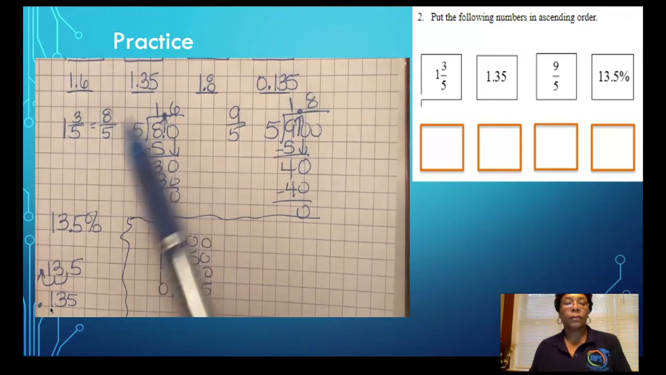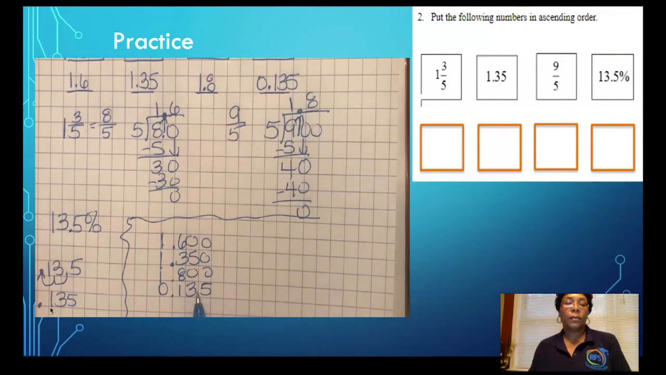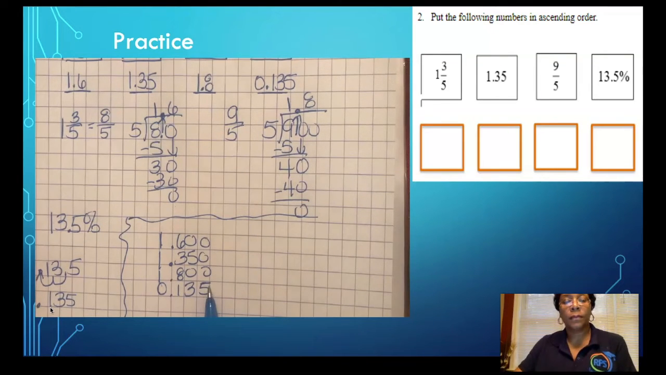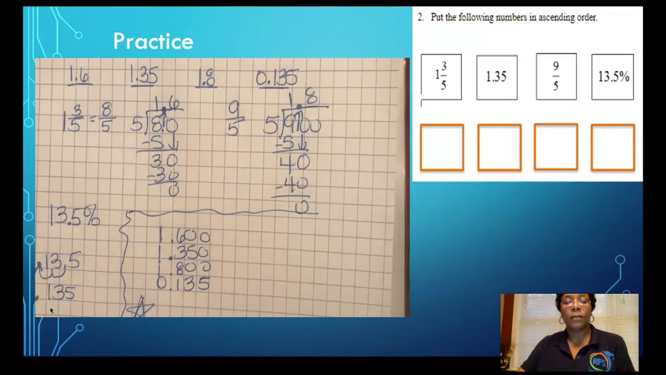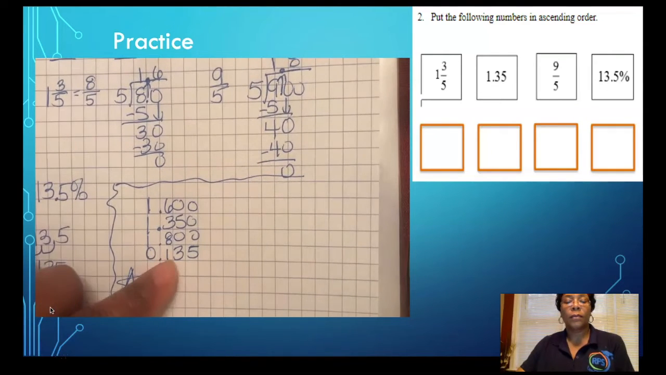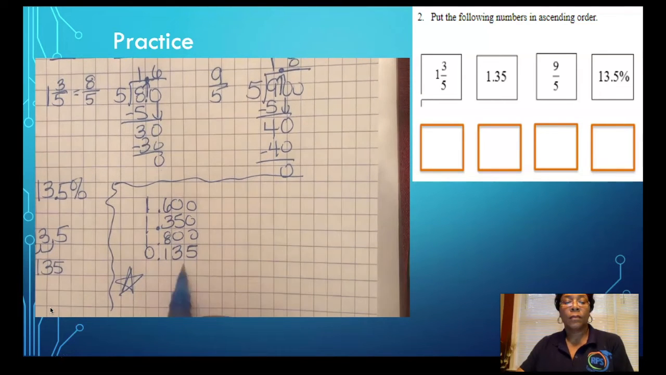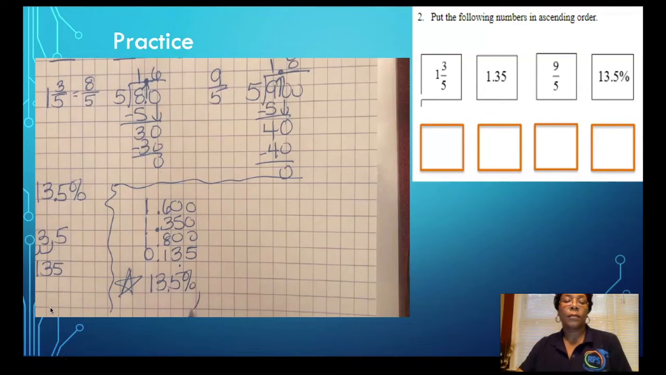Remember, we're going in ascending order, smallest to largest. Just by looking at this, we know which one is the smallest number. So right now, my smallest number, and then I can just rewrite it as my answer. So I'm going to put a nice little star here because here's going to be my answer. That is going to be my smallest number, 0.135. That in original form is 13.5%. So I'm going to put 13.5% here, my smallest number.